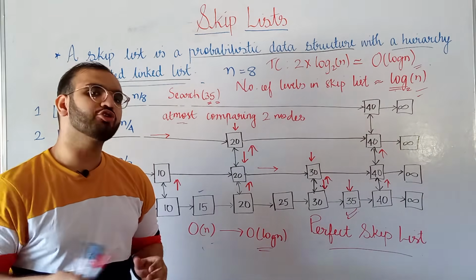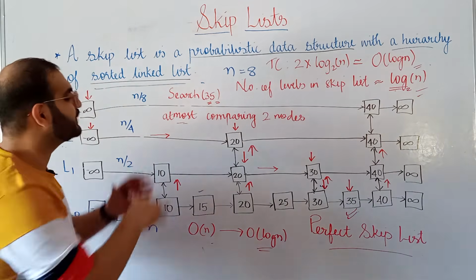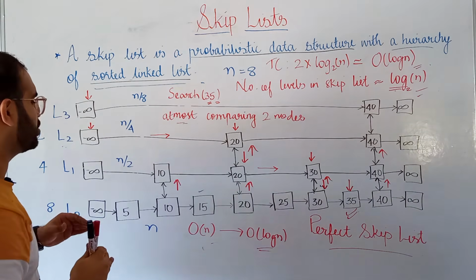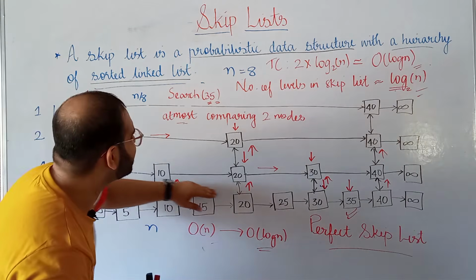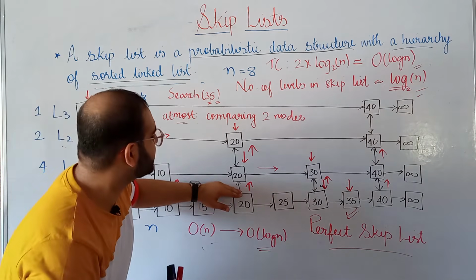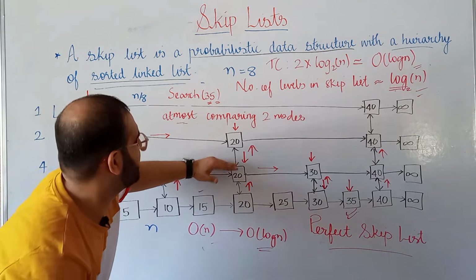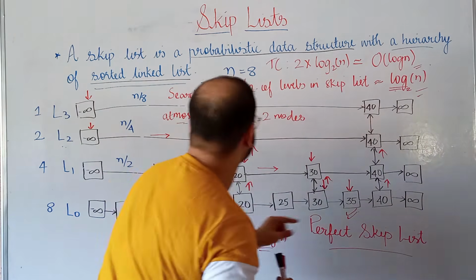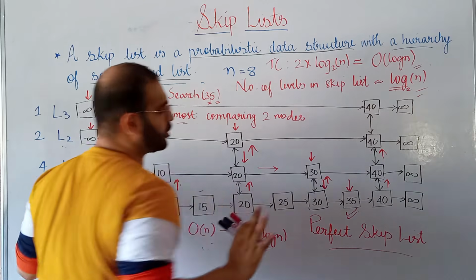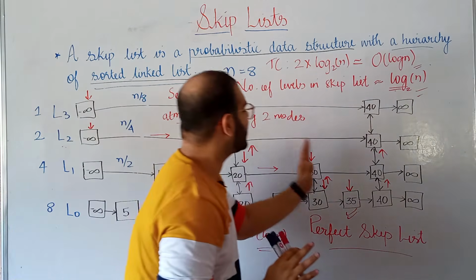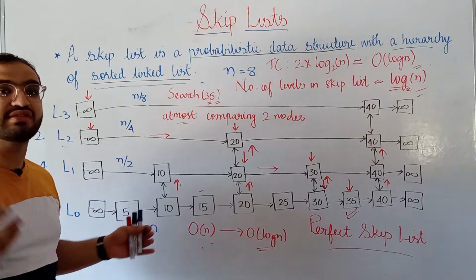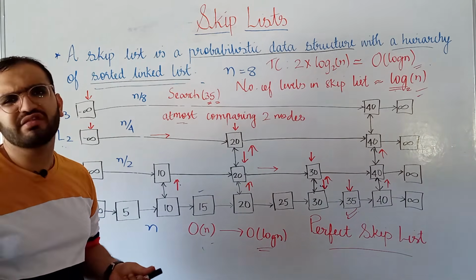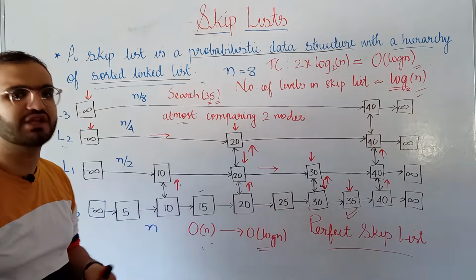But it is not always possible to maintain a perfect skip list like this, where you ensure that only the alternate nodes are promoted to the next level. Only the alternate nodes like 20 and 40 over here are promoted, and 10 and 30 are not promoted. So we are following an alternating structure, and this is very difficult to maintain. Now you may ask, why is it very difficult to maintain such a structure?